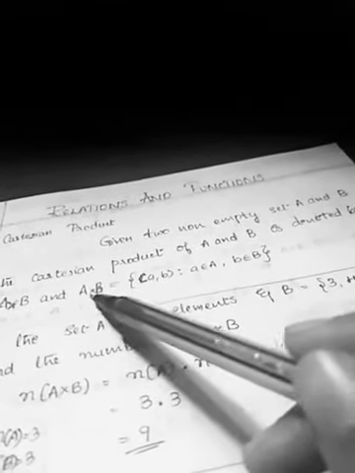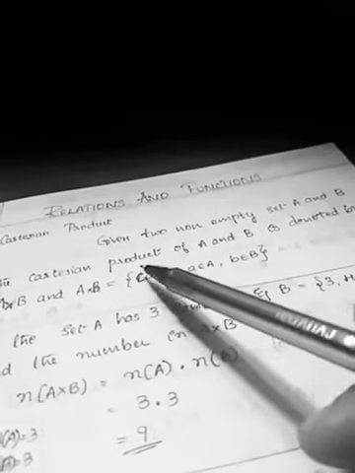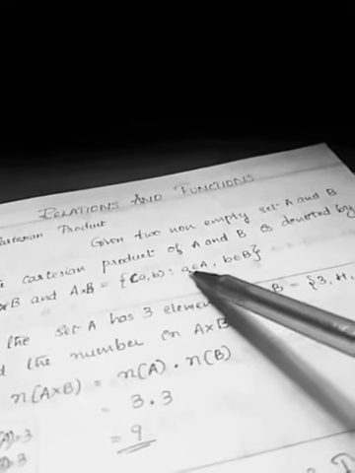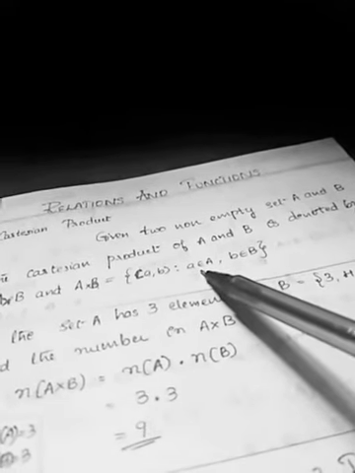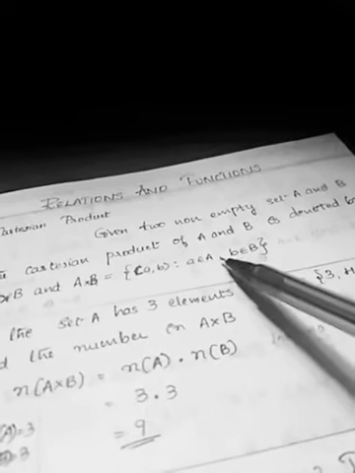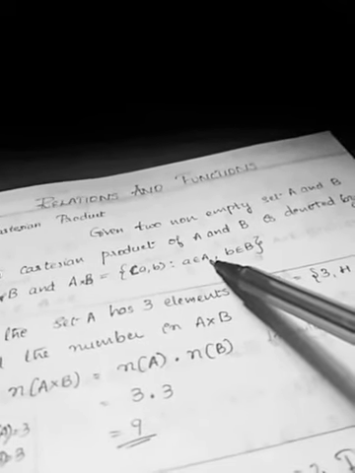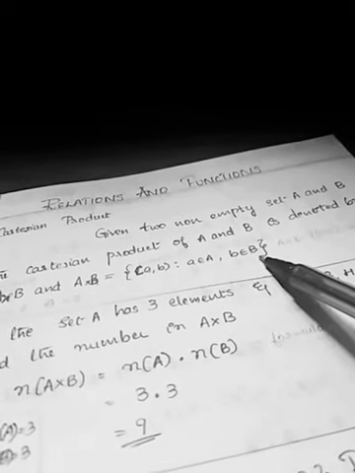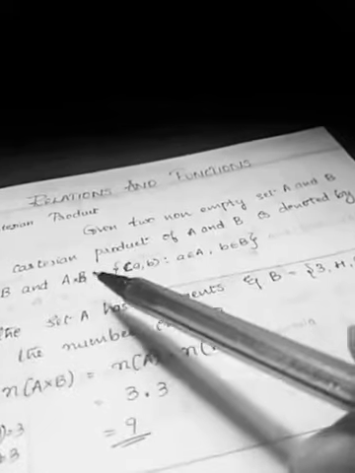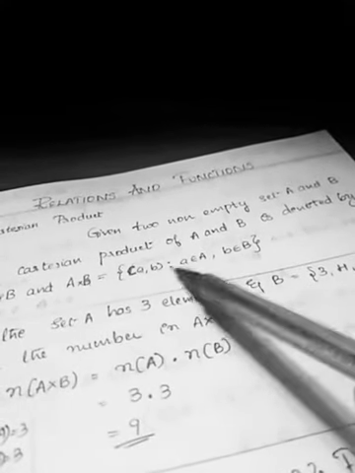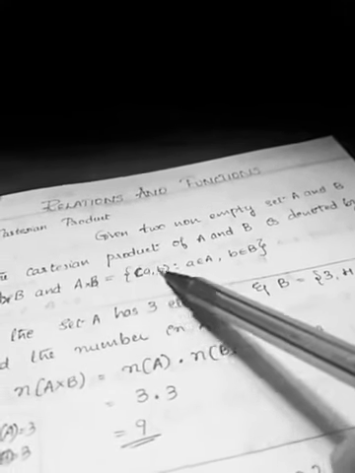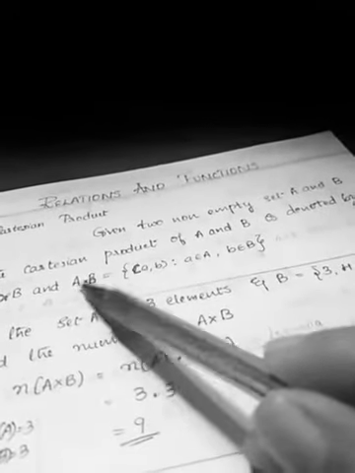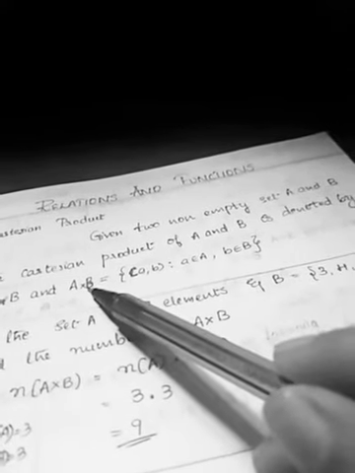So A cross B is the set of all ordered pairs. Read it as ordered pair, such that a belongs to A. This symbol indicates belongs to. A belongs to A means this element is taken from the set A, and b belongs to B means b is an element of B. Pair means two elements, and ordered means the first element is taken from the first set and the second element is taken from the second set.